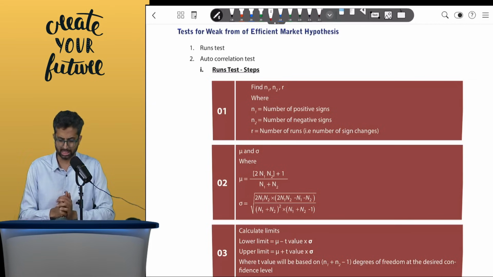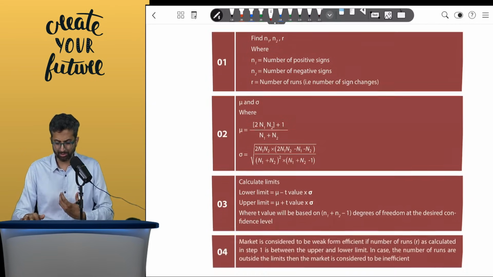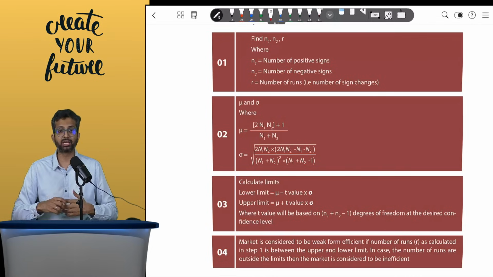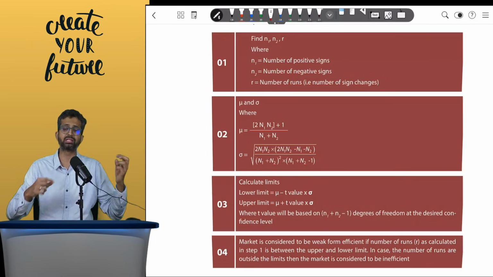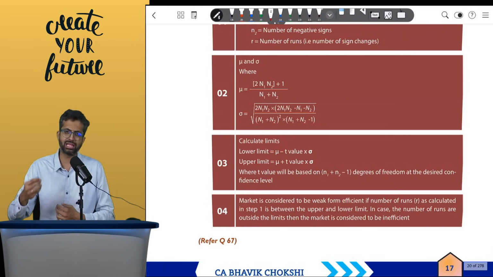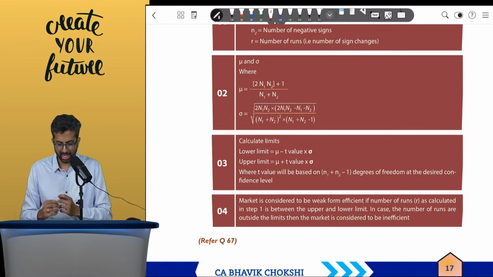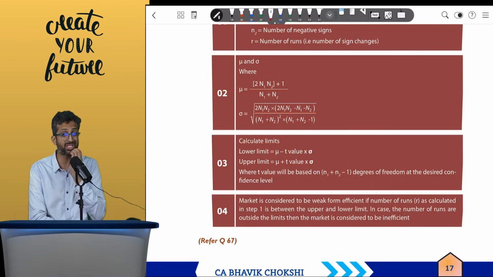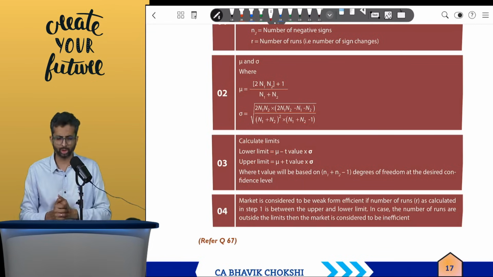So under the runs test, what can happen over here is you'll have a few steps. Find N1, N2. N1 is the number of positive sign changes, N2 is the number of negative sign changes, and R is the number of runs, that is the number of sign changes. So based on that, you will find mu and standard deviation. Apply that and calculate the limits. Lower limit is mu minus T into the standard deviation value. Upper limit is mu plus T into the standard deviation value, where T is the value calculated based on the level of significance given in the particular question.